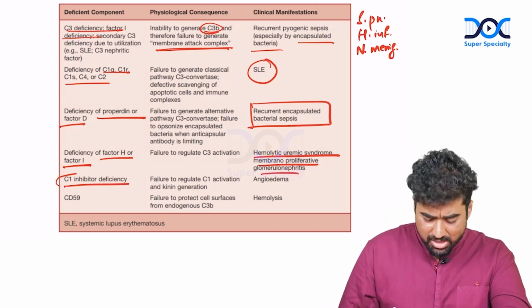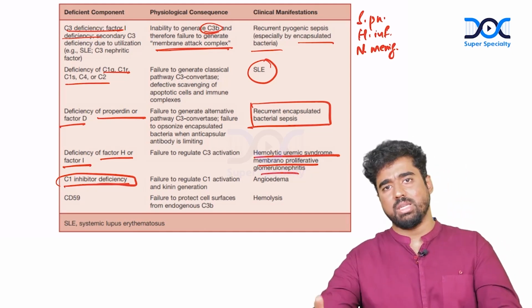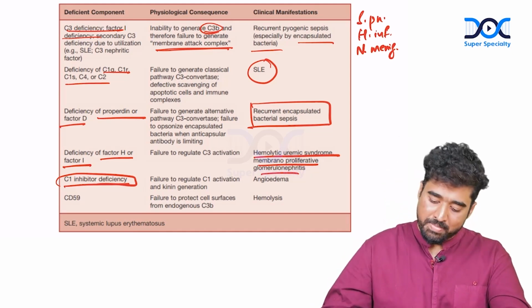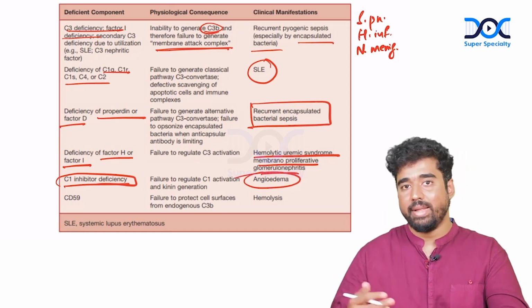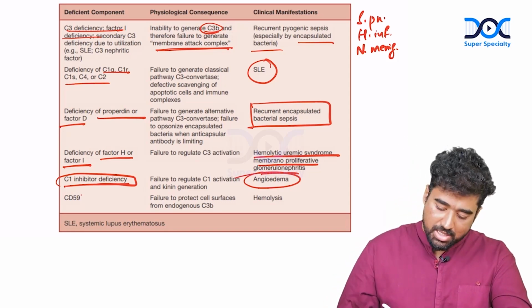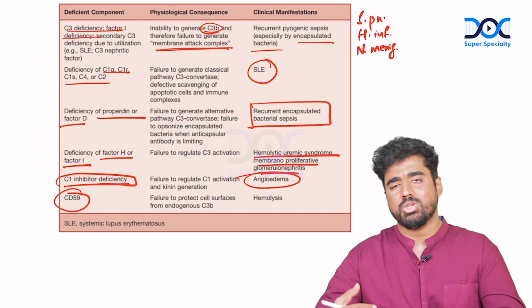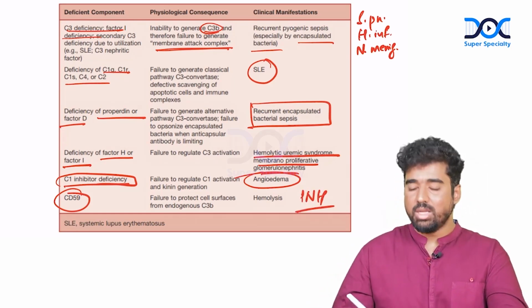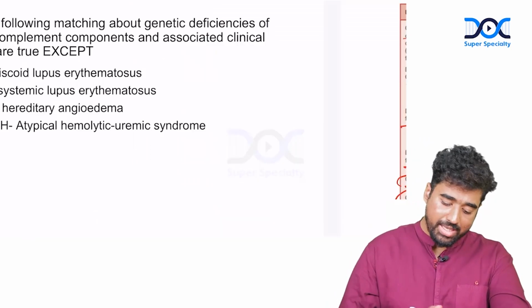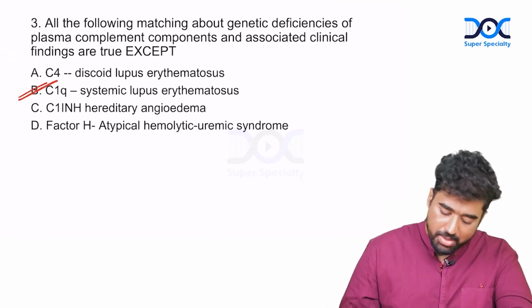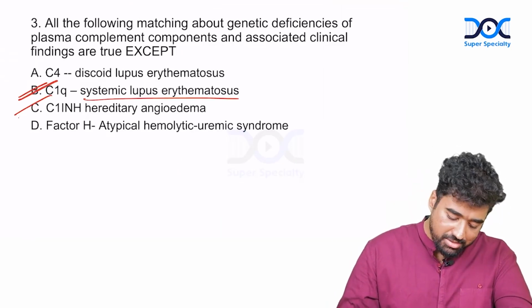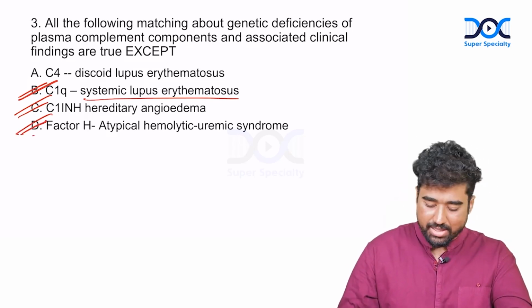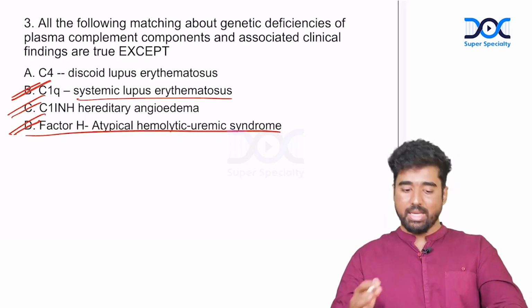Then you have C1 inhibitor deficiency, or C1 esterase inhibitor deficiency, which we will come to in a little bit more detail in the upcoming questions. And this leads to angioedema, or hereditary angioedema. Then you have CD59, or decay accelerating factor, which is associated with paroxysmal nocturnal hemoglobinuria. So here, obviously you have early complement defects associated with SLE, C1 esterase inhibitor deficiency associated with hereditary angioedema, and factor H deficiency associated with atypical HUS.